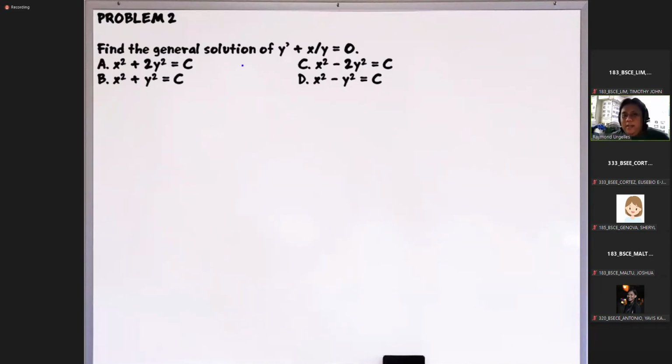Here what we need is a general solution. The given is y prime plus x over y equals 0. The y prime is the same as dy/dx, so let me write it as dy/dx, plus x over y equals 0.